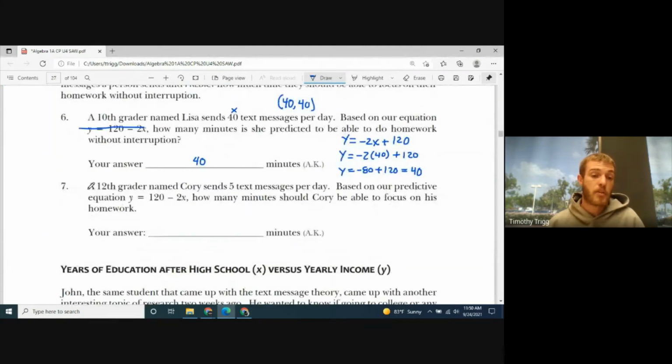Let's take a look at number 7 here. A 12th grader named Corey sends 5 text messages per day. Based on our predictive equation, y equals, and again, I'm going to rewrite that, y equals -2x plus 120. How many minutes should Corey be able to focus on his homework? So here we're going to replace the x coordinate with 5. And then we're going to figure out how many minutes he'll be able to concentrate. So again, replacing the x with 5 in this equation. Okay, I want you to go ahead and finish that one up and put the answer right here.